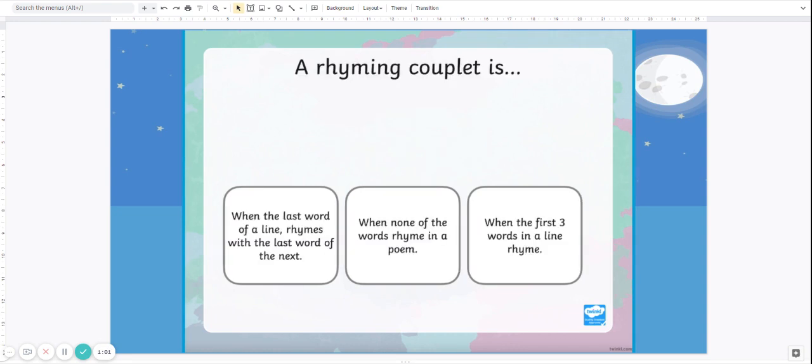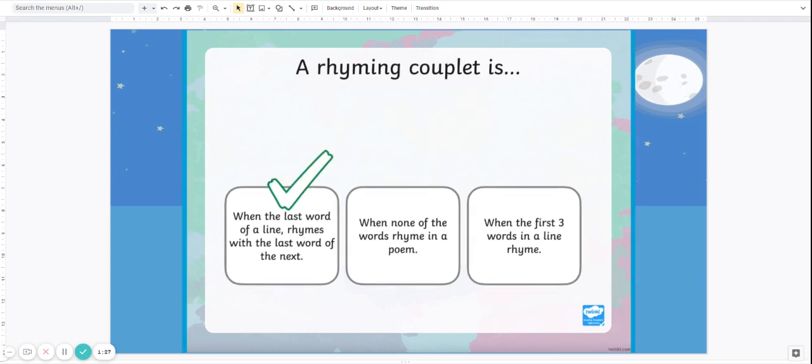Okay, our second question is about rhyming couplets. Is a rhyming couplet when the last word of a line rhymes with the last word of the next? Is it when none of the words rhyme in a poem? Or is it when the first three words in a line rhyme? Have a think. Well done if you got that right. Yes, it's when the last word of a line rhymes with the last word of the next line.